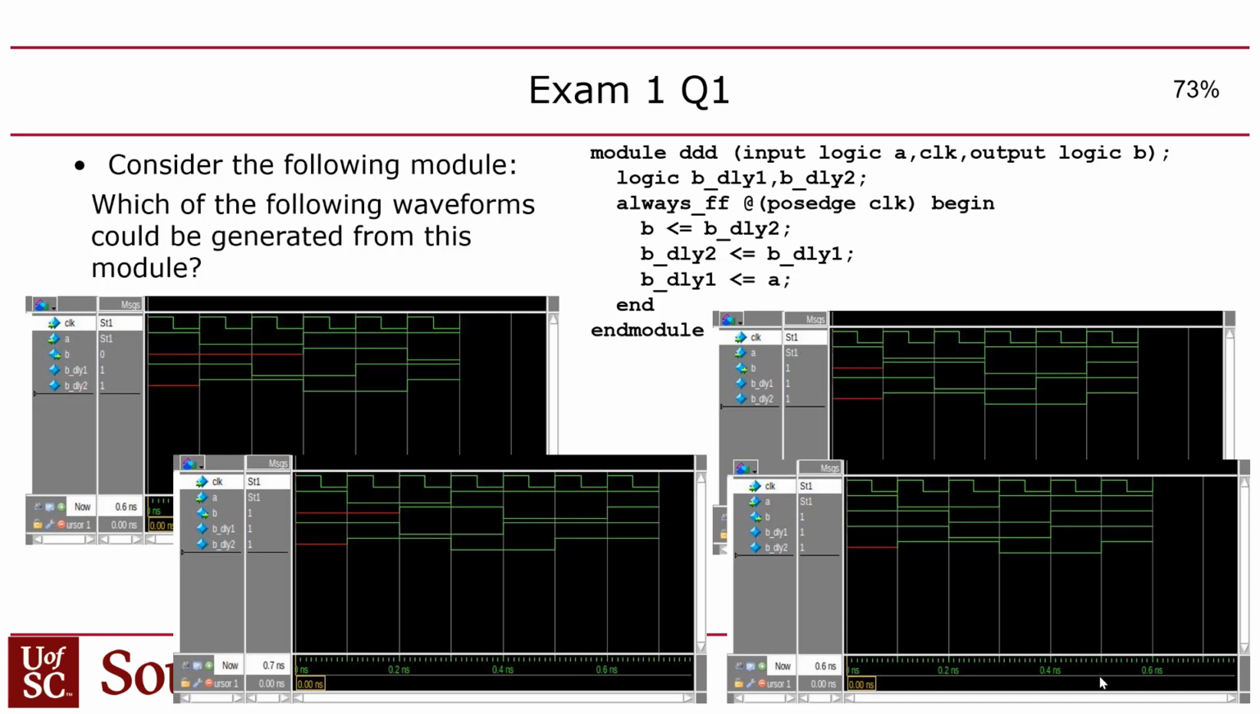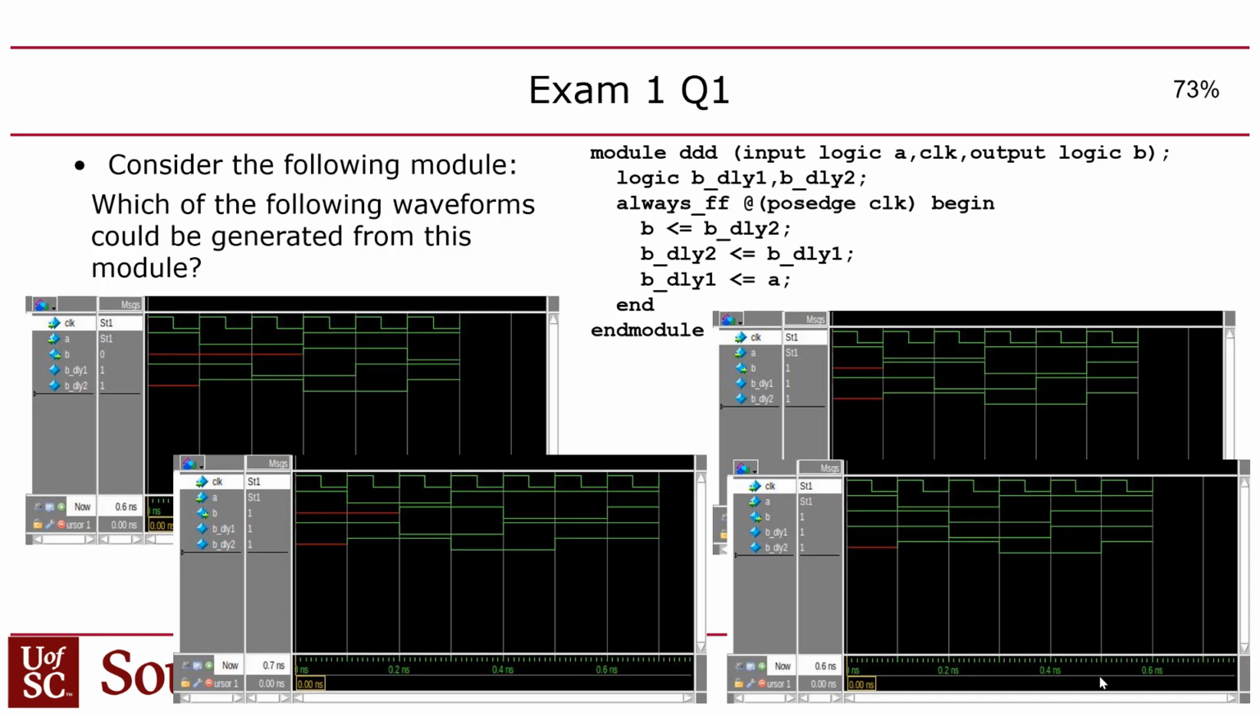So the question is, how many cycles should B be unknown for? Well, if B is the 3-cycle delay version of A, then it'll be undefined for 2 cycles, right? And so you can see that this waveform is the one where B is undefined for 2 cycles. I don't know how well you can see these labels, but the clock is on the top, then you've got A, B, B delay 1, B delay 2.